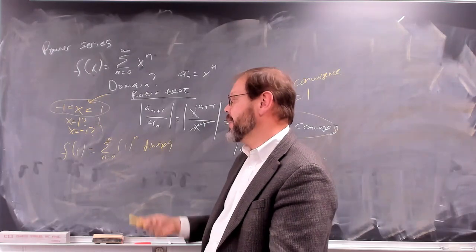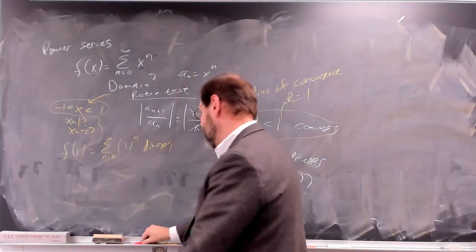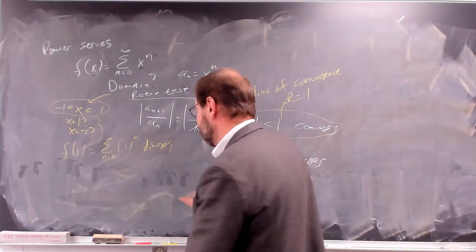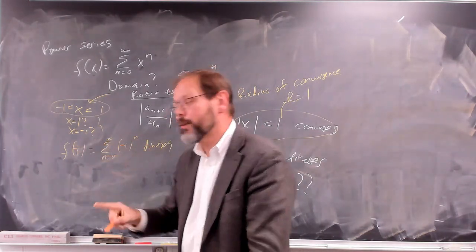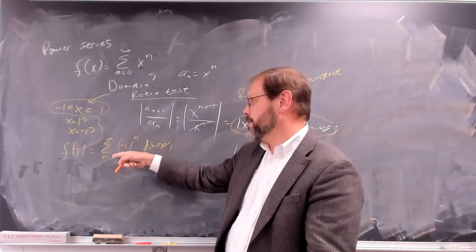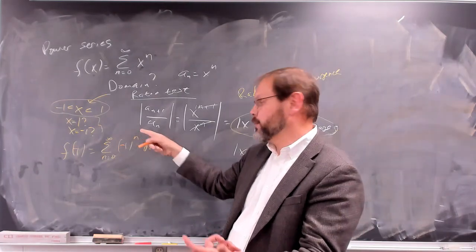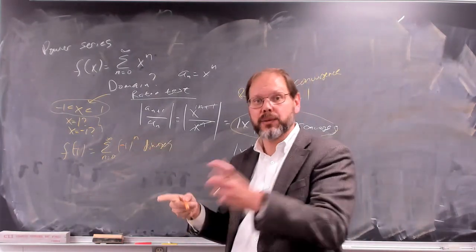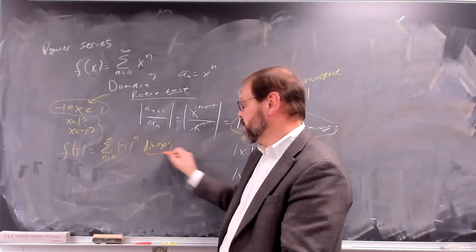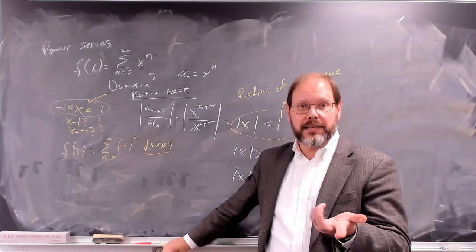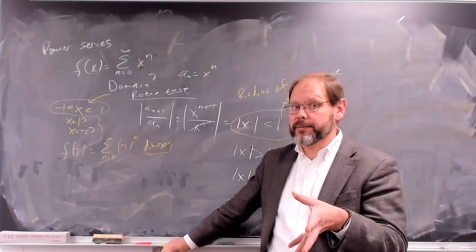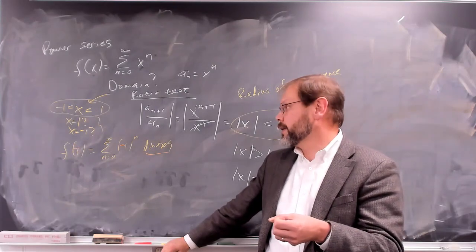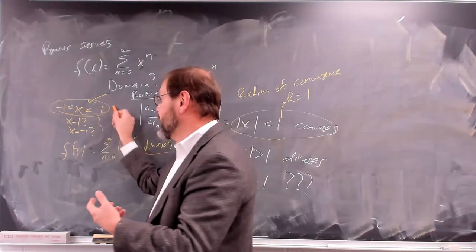And then also, if I put a negative value in there, -1, then I'm summing up a bunch of (-1) to the n, which is like 1 minus 1 plus 1 minus 1 plus 1. That diverges also by the test for divergence. Those terms are not getting close to 0. So it turns out this is the final answer.